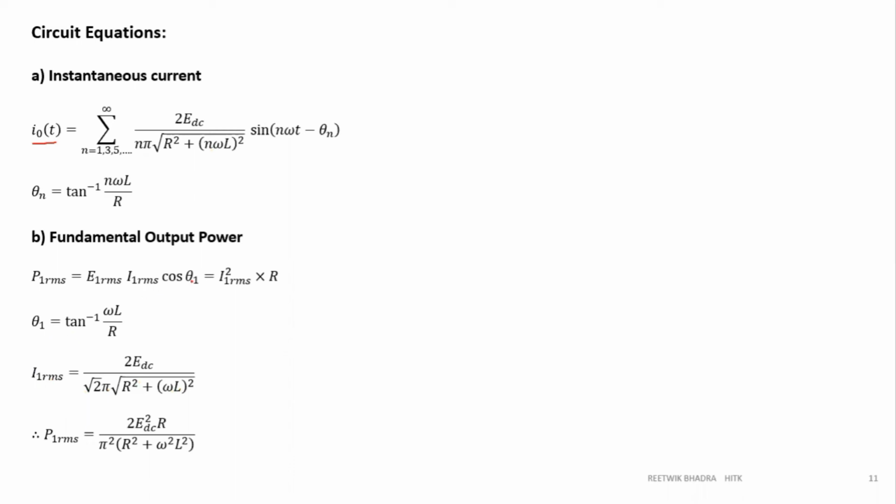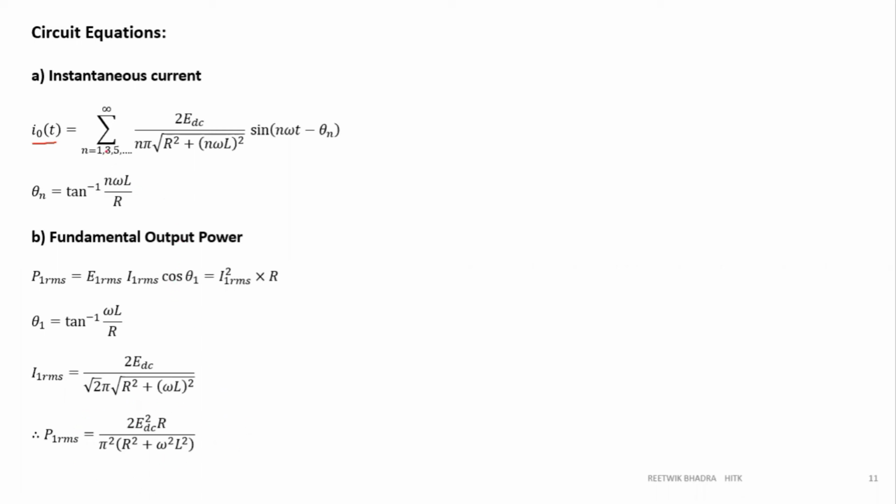What will be theta 1? Theta 1 will be tan inverse of n replaced by 1, omega L by R. So you can find out cos theta 1 from here, and then substitute it over here and you will get your P1 RMS. Substitute this I1 RMS over here, or you can write I1 RMS square into R, so this square into R will give you your P1 RMS. Or you can write P1, E1 in terms of I1, then substitute your cos theta 1 and find this value.